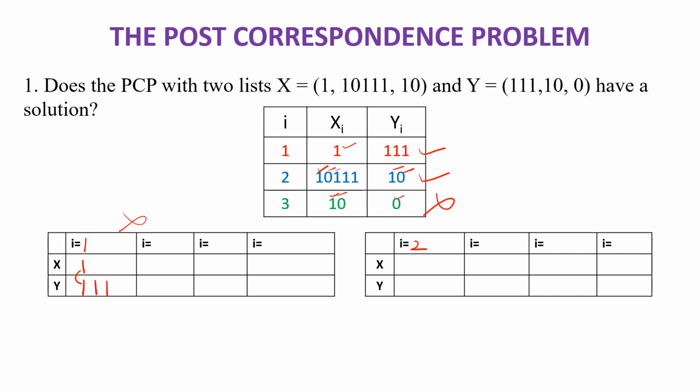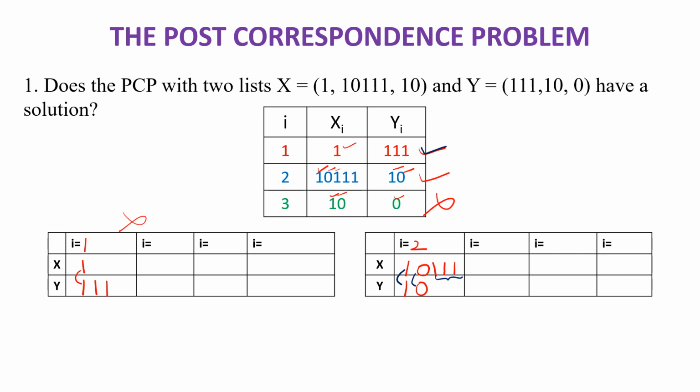Next, continue with i equal to 2. x2 is 10111 and the corresponding y2 is 10. So you can see here 10 matches. We have three extra 1s on the upper half. To compensate these three extra 1s on the upper half, we need three 1s in the lower half.